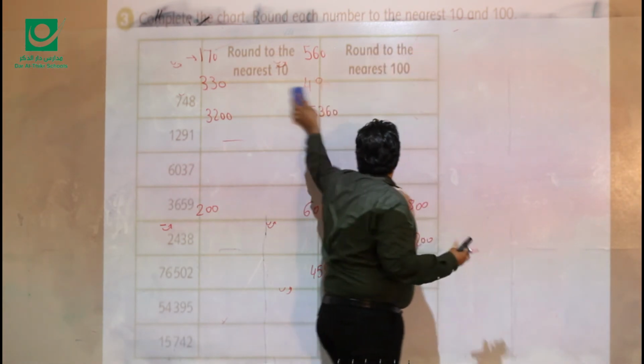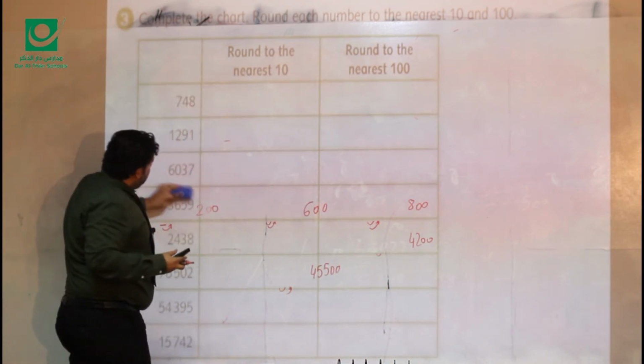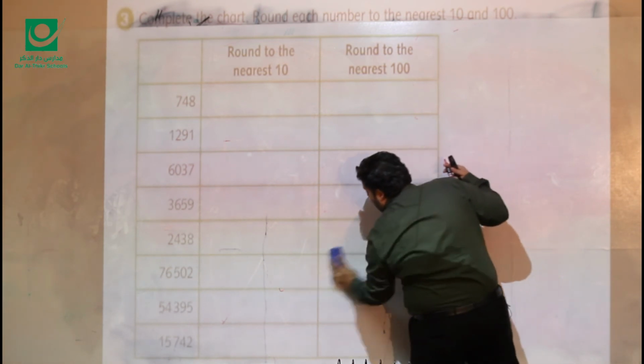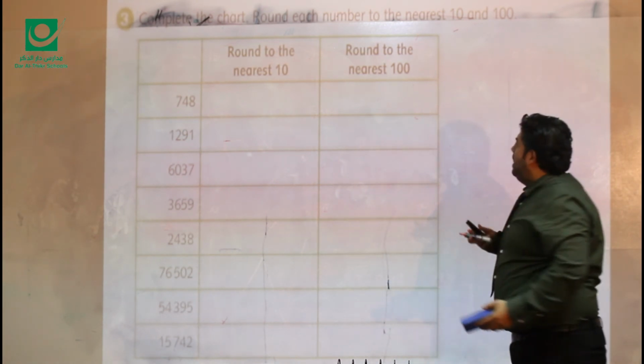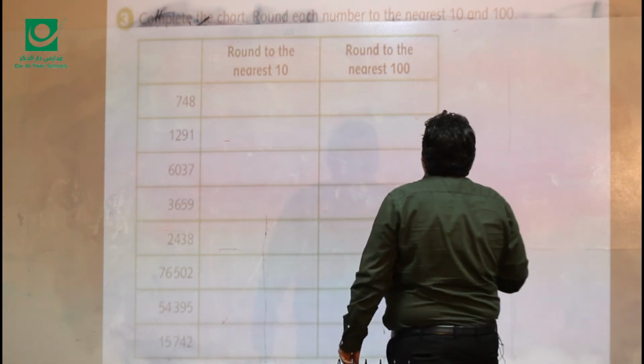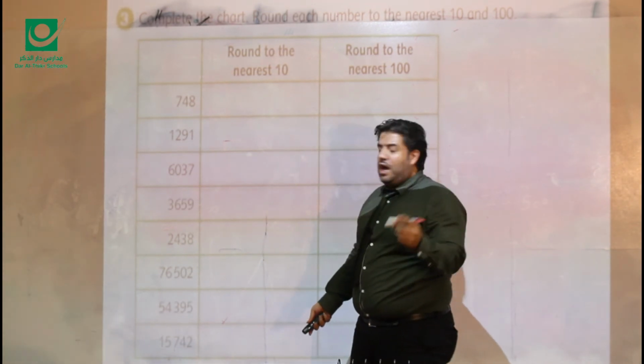So, who can help me now with this question? Who can read this question? Yes, Omar? Read please this question to find the answer. He gave me a chart or a table. Complete the chart, round each number to the nearest 10 and 100. I will do 3 and you have to continue the others.